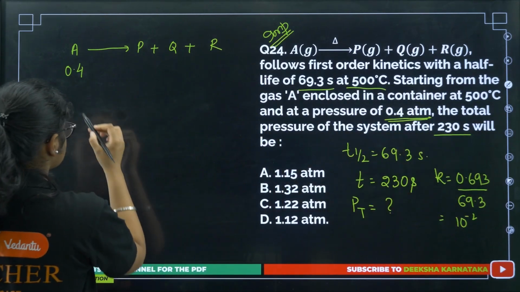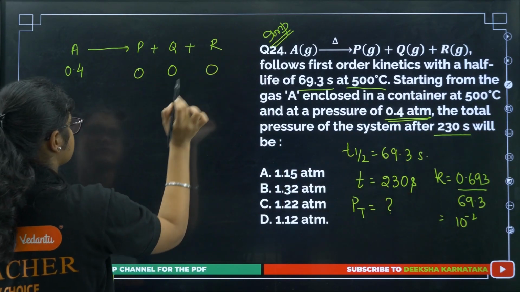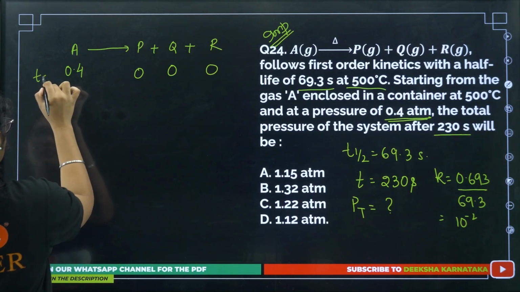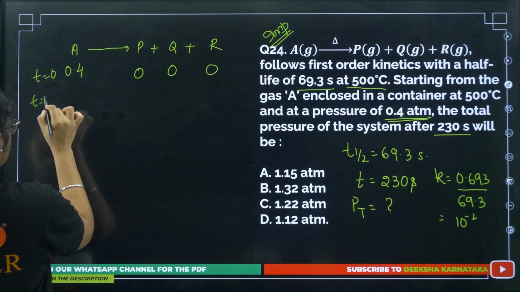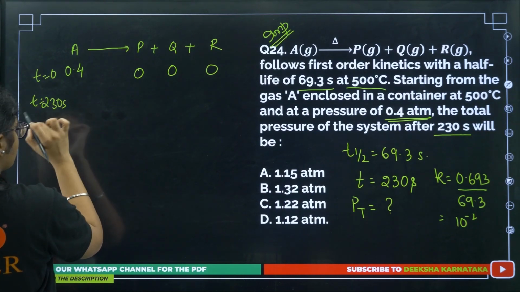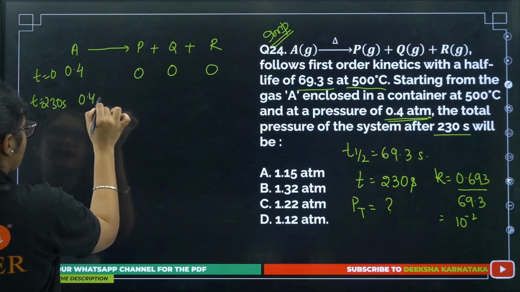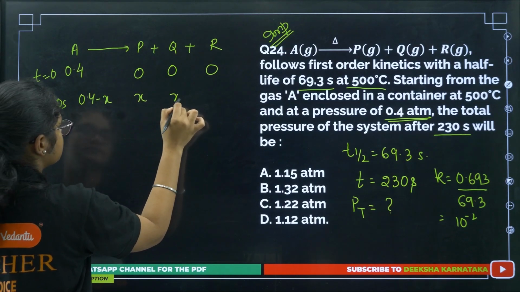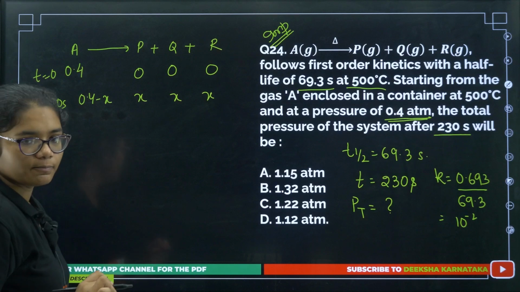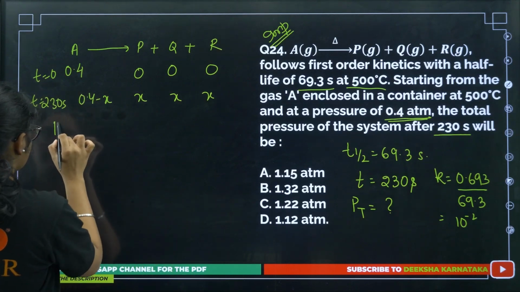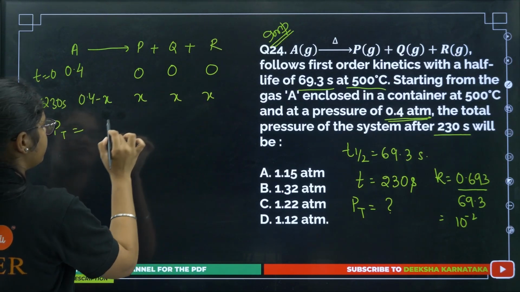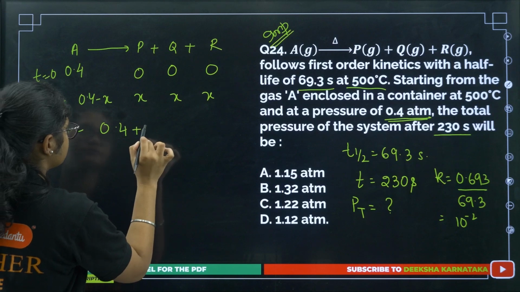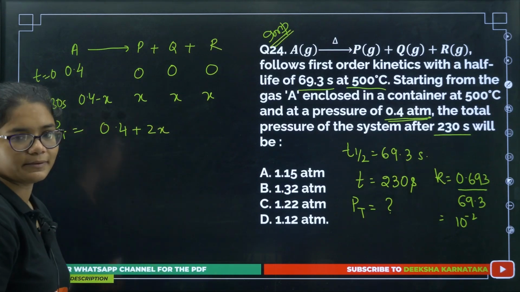Now what happens? See, this is 0, this is 0, this is 0. Now for example, T is equal to 0. At T is equal to 230 seconds, some amount of A will react, right? This will form like this. Some amount of PQR will form. What is the total pressure at this step? If you add all this, we will get 0.4 plus 2x, right? That is the total pressure.